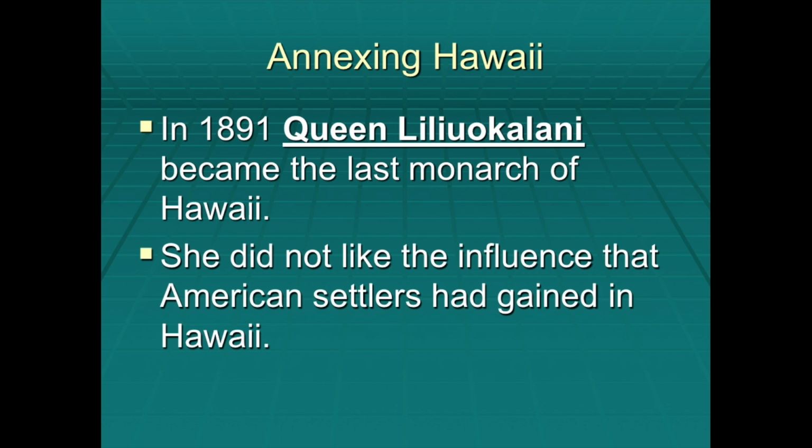And she did not like the influence that American settlers had gained in Hawaii. And there's a lot to this. I won't get too far into it, but early missionaries started to marry into the royal bloodline. And then there was a business group of landowners doing plantation work, and that had a big influence that she probably didn't like, as in these American settlers, being very vague.